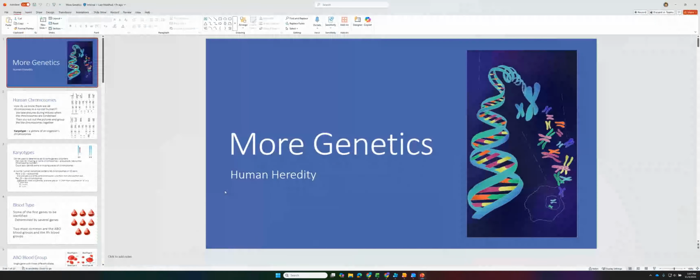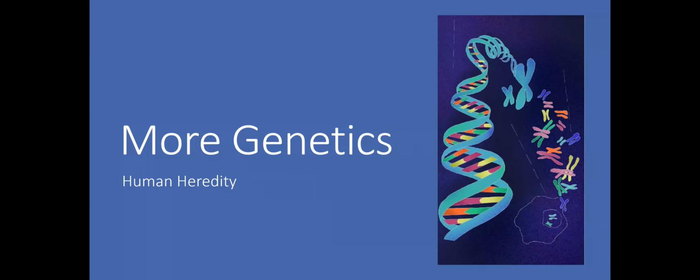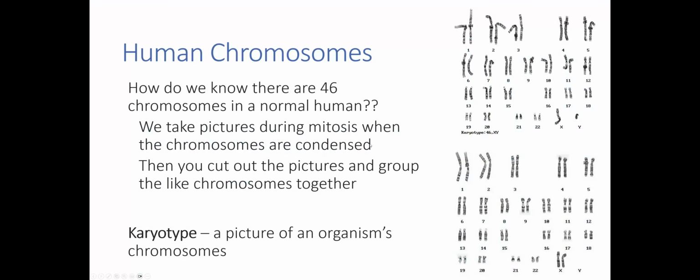Alright guys, so we're moving on and we're going to cover a little bit more about genetics. We're going to take a look at some traits that pertain to humans, and some other types of traits and how they're inherited. Just a little bit about our chromosomes again. Hopefully at this point we know that we have 46 chromosomes in a normal human, or 23 pairs.